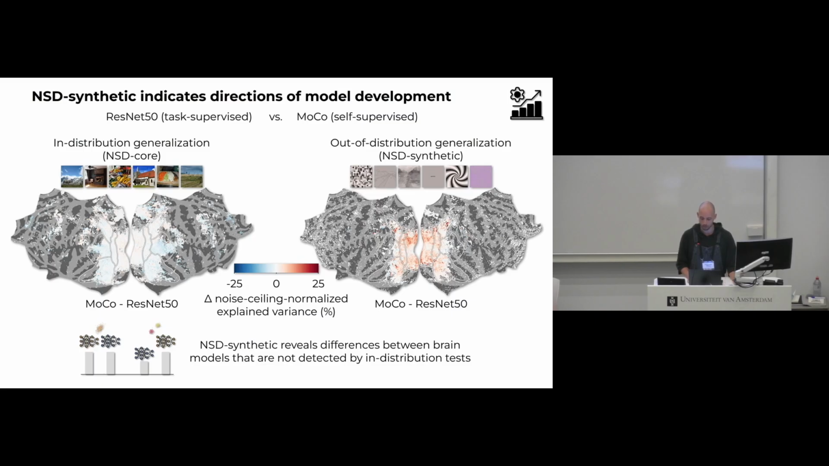And this is valuable because finding that one of several similarly performing models better generalizes outside of distribution can reveal the properties that make a particular model successful, such as the self-supervised learning objective in this case, in turn inspiring the engineering of more robust models and formulation of new hypotheses of visual processing in the brain.